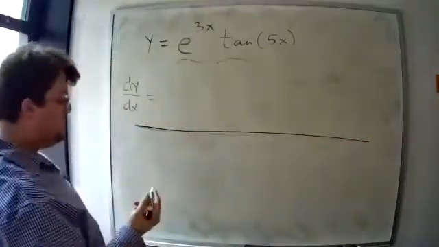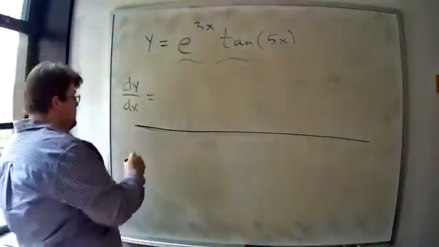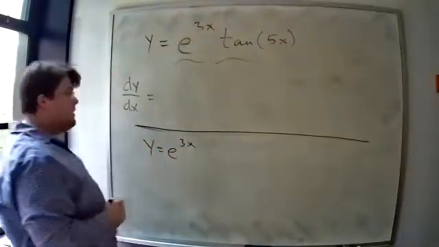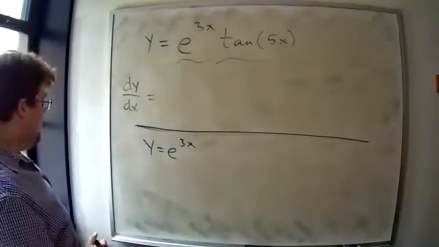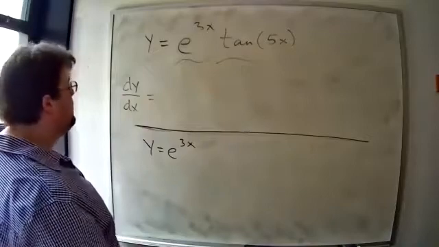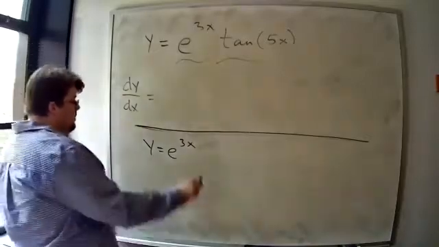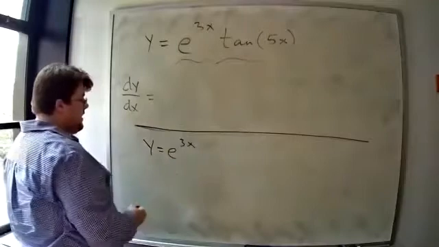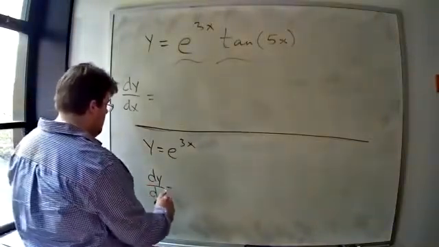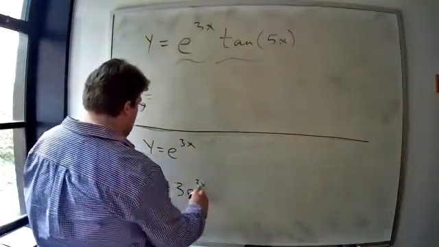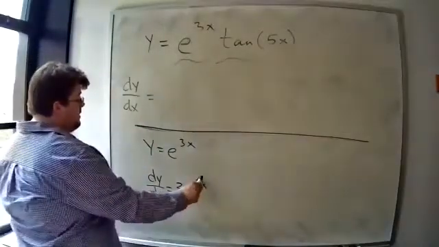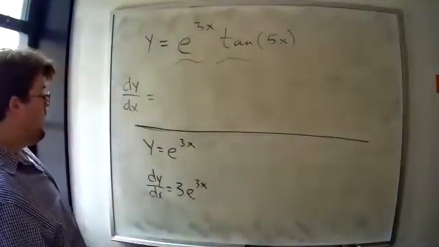Now, these markers last an amazingly small amount of time. So first, we're going to need the derivative of e to the 3x. Well, the derivative of e to the x is itself. But then with the chain rule, we're going to have to multiply by the derivative of that 3x, which is 3. So the derivative of e to the x is itself, then multiply by the derivative of 3x.